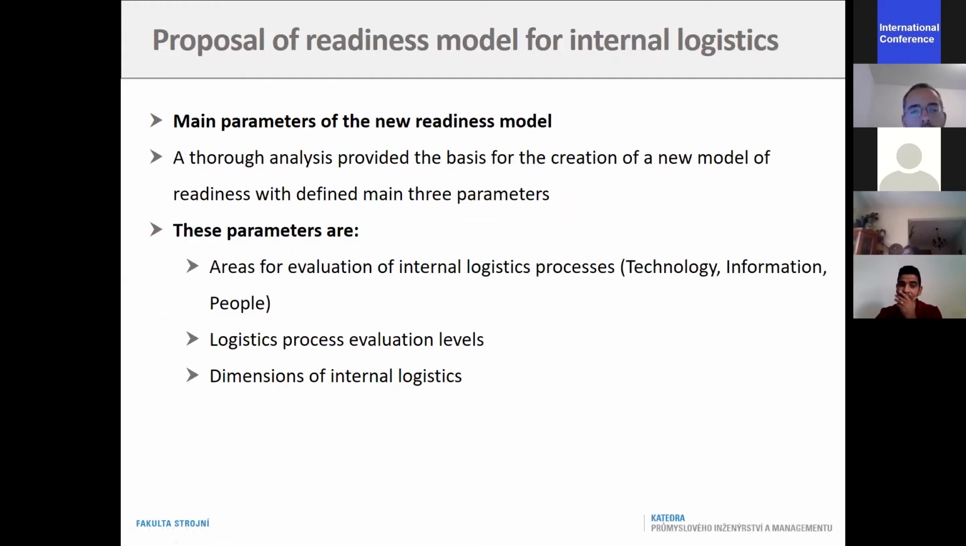Now we are trying to propose a model from these above mentioned 3 models, and the main parameters were set by analysis, and we divided 3 main parameters. That means areas for evaluation of internal logistic processes, focusing on technology, information, and people, logistic process evaluation levels, and dimensions of internal logistics.